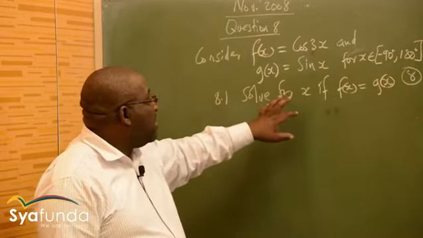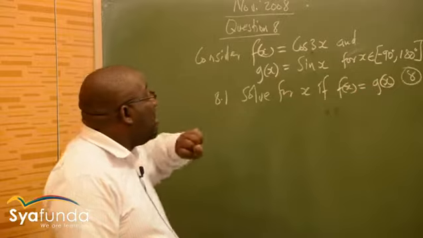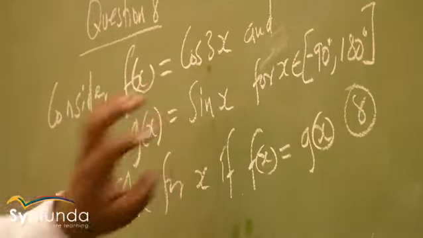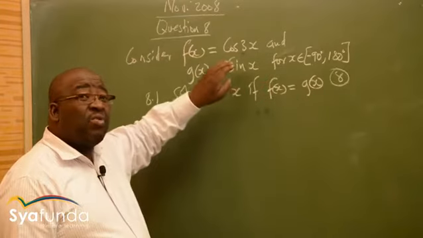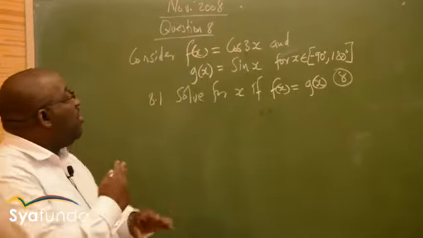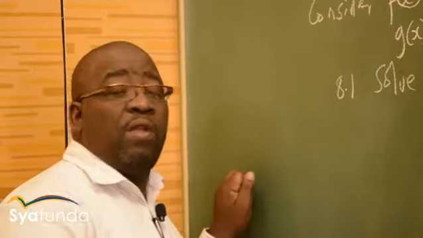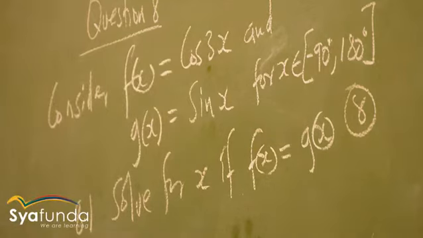Solve for x. If f of x is equal to g of x, we are given these two graphs, this graph f and this graph of g. Where are these graphs going to be equal? Remember that these two graphs are only equal if and only if they intersect. They'll be equal at the point of intersection. So that's what we're actually looking for. In actual fact, when these two graphs are the same, we're looking for the points of intersections.